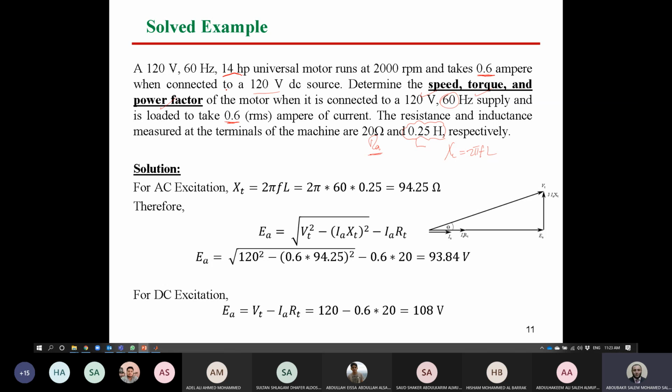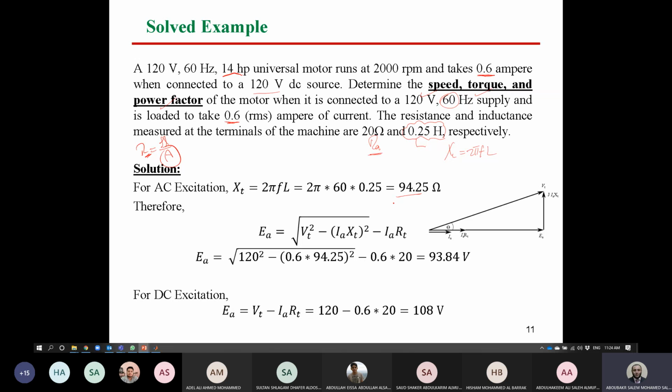Because, as you know, if you increase the power rating, this needs coils with high cross-section area in order to carry the required current. And you know the relation between cross-section area and resistance is an inverse relation. And you know resistance for any wire equals rho L divided by A, which is the cross-section area of the wire. So if you have a high rating machine, you expect to have a small value of resistance. And for a small rating machine, the resistance will be high. So as you can see here, it's high resistance and high reactance as well.